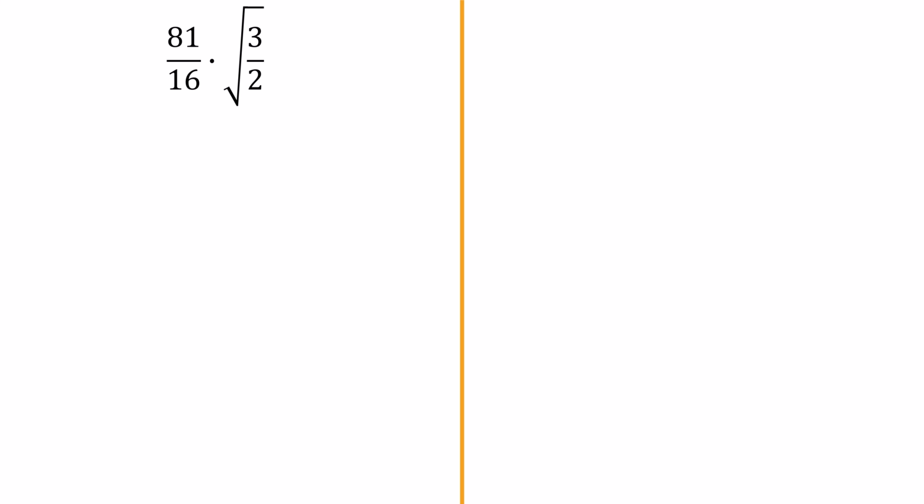Let's try and simplify the square root of 3 over 2 using this rule, which says the square root of a over b equals the square root of a over the square root of b. Basically, you can distribute a square root over a fraction. So let's apply that. The square root of 3 over 2 becomes the square root of 3 over the square root of 2. So we have 81 over 16 times the square root of 3 over the square root of 2.